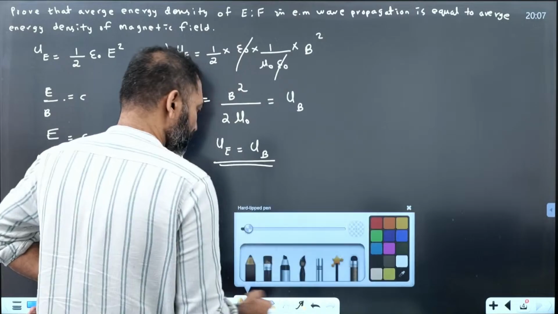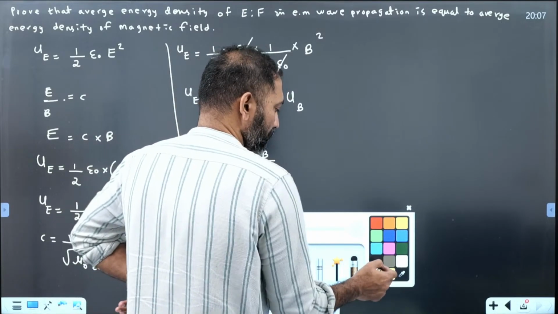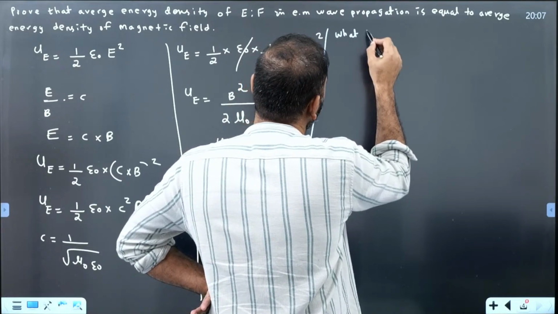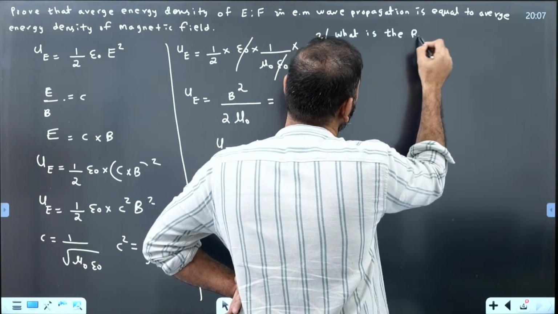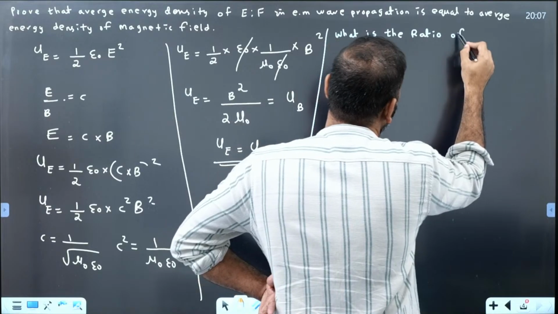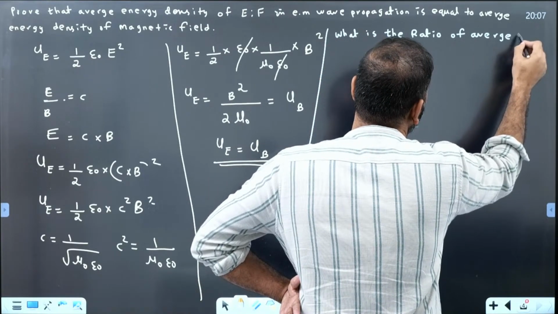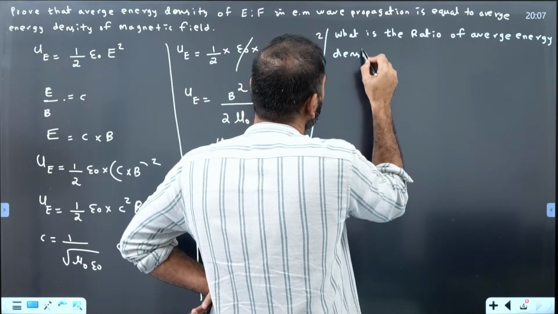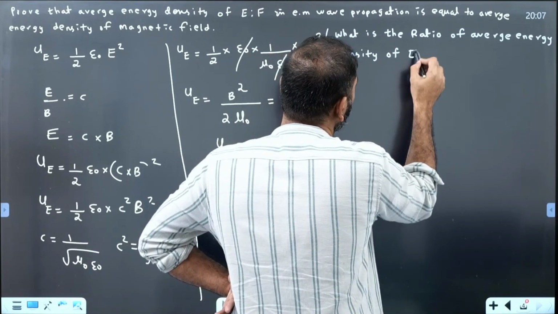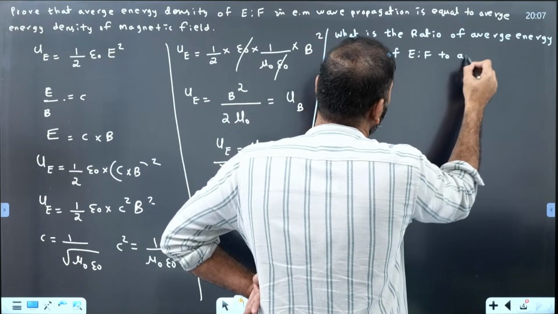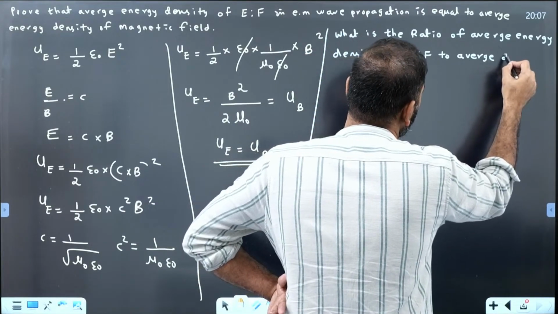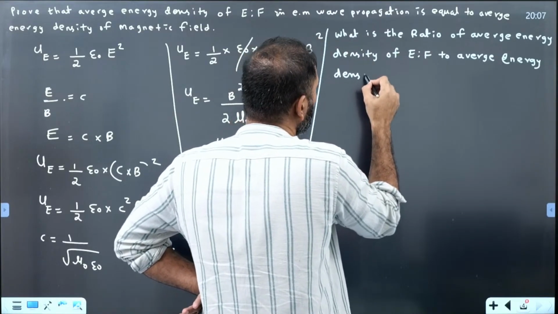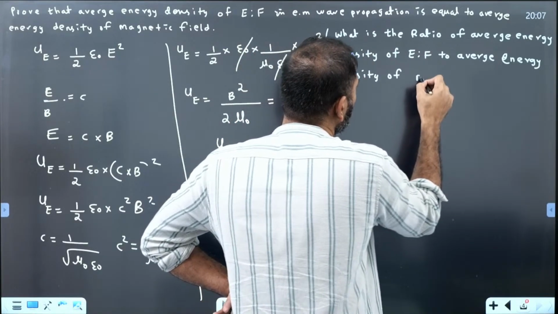So, you can expect a question. What is the ratio of average energy density of electric field to average energy density of magnetic field? Please type your answers.